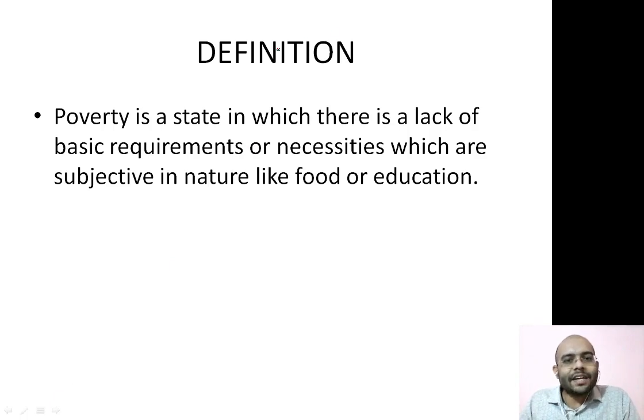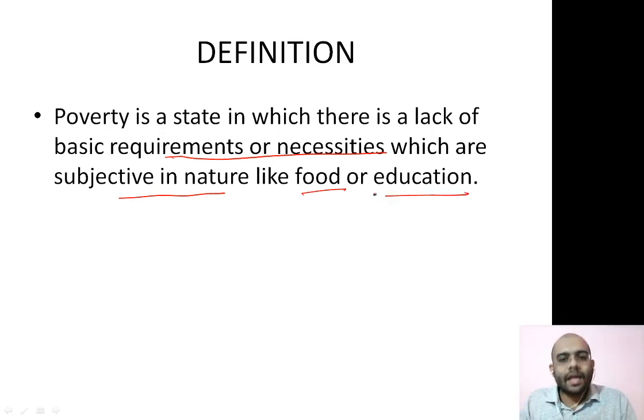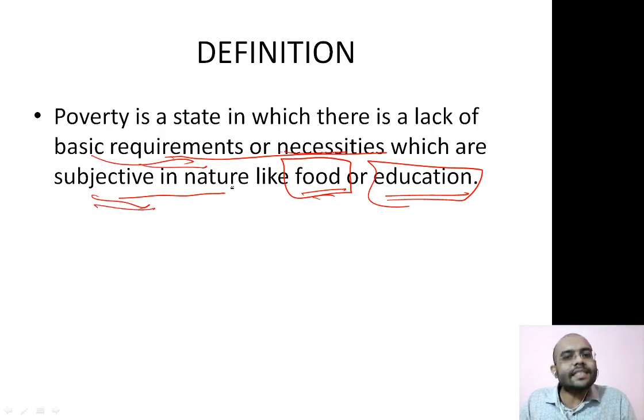Poverty is a state in which there is a lack of basic requirements or necessities which are subjective in nature, like your food or education. These topics, food and education, are subjective in nature as well as they are your basic requirements or necessities to be fulfilled. So if these basic requirements cannot be fulfilled, then that state would be called as poverty.